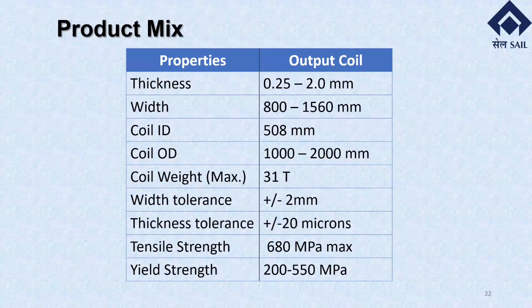In thickness tolerance, our mill is very good. In terms of thickness tolerance, it is less than 20 microns. Tensile strength, according to design, is 680 megapascal maximum, and the yield stress is around 200 to 550. We have gone up to 440 for some high strength products.